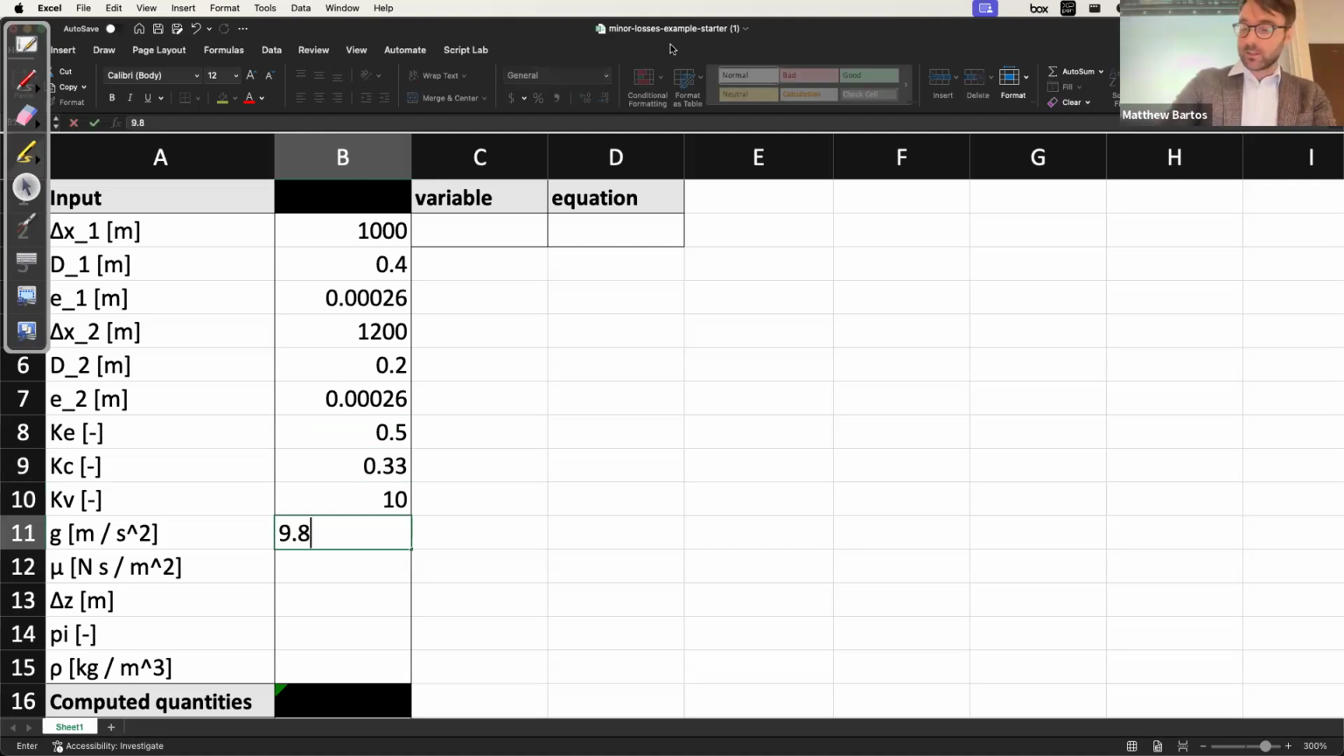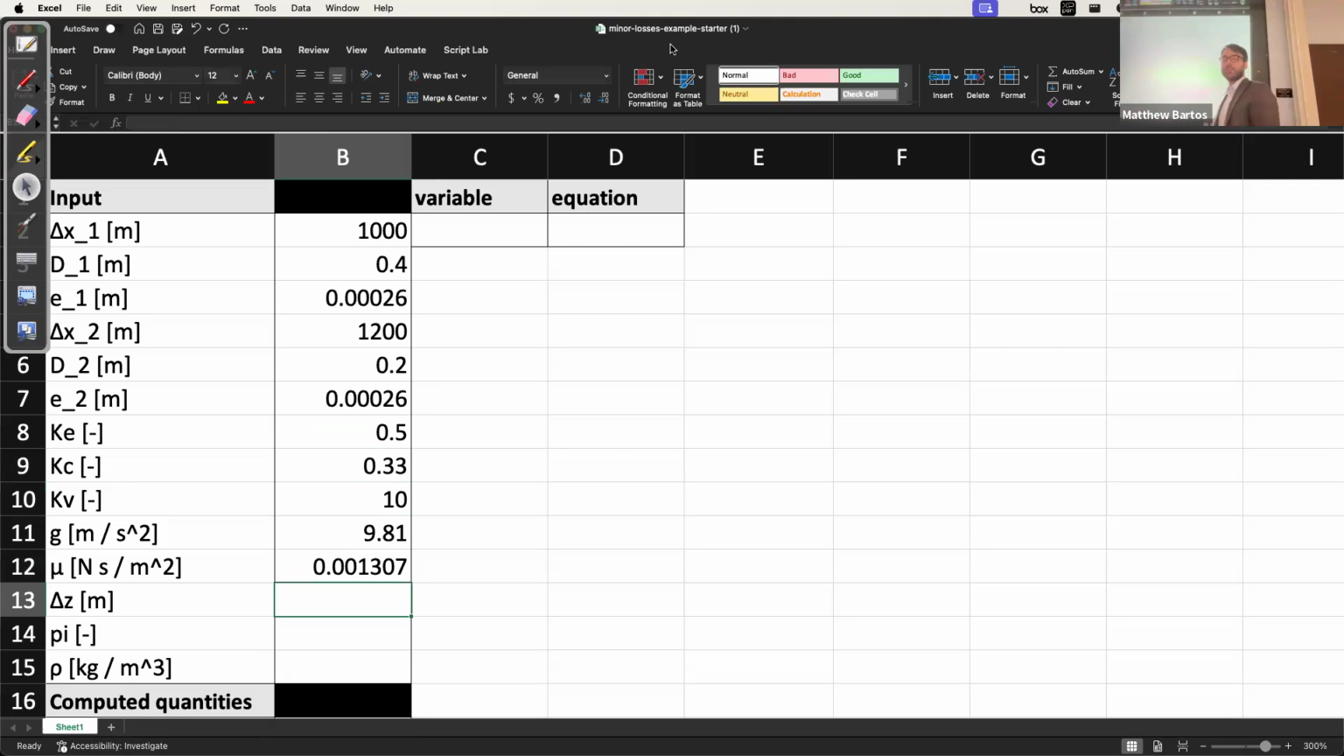Gravity is 9.81 because we're in SI units. The viscosity, I didn't look this up, but I think it's 1.307 times 10 to the negative third. If someone can check that for me for 10 degrees Celsius after I set up the spreadsheet, that would be helpful, but I'm pretty sure that's the correct one. Delta Z is 100 meters. Pi is 3.1415. And rho, I believe, should be about 999 kilograms per cubic meter.